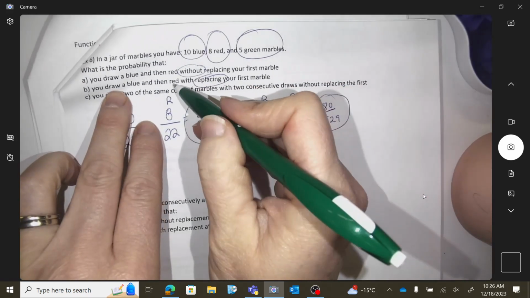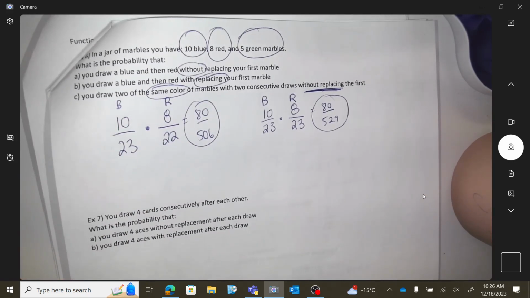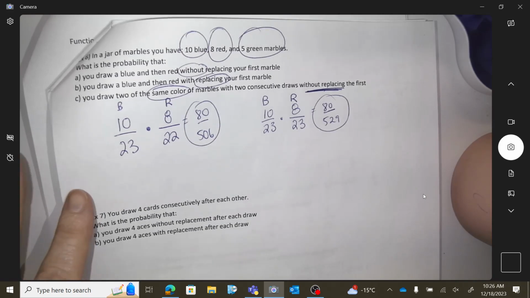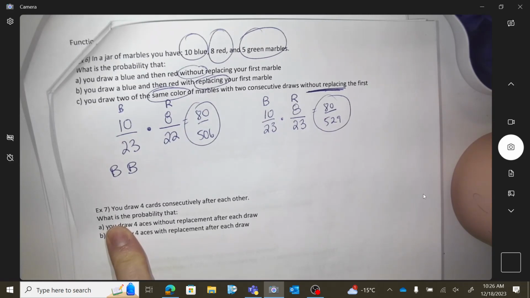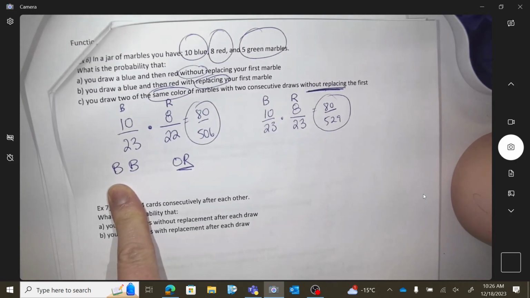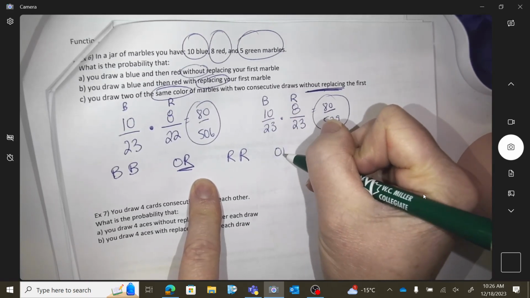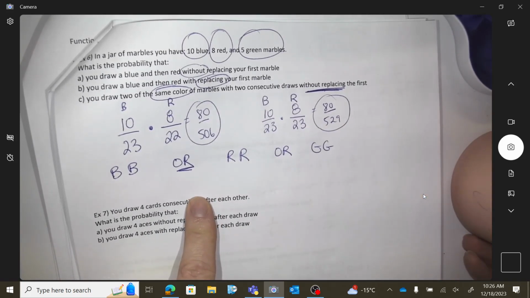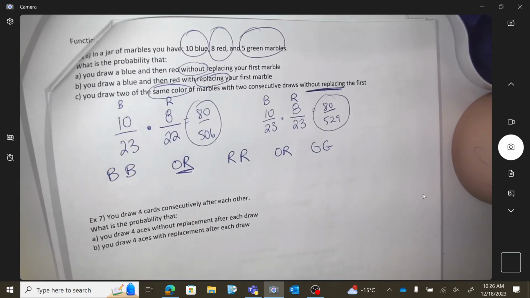You draw 2 of the same color without replacement. Okay, so there's a bunch of different scenarios that could happen. If I'm going to draw 2 of the same color, what could I get? I could do blue, blue as an option. Or, there's other draws I could do. I could go red, red, or green, green. Okay, because it just says same color, so it didn't say which color, right?